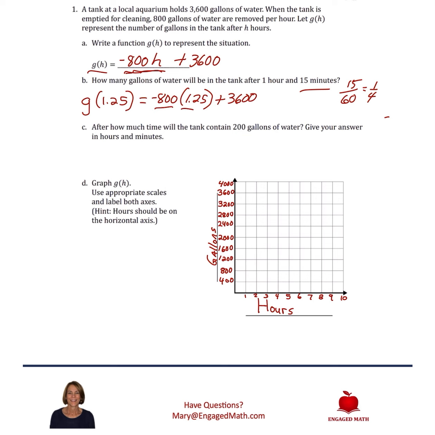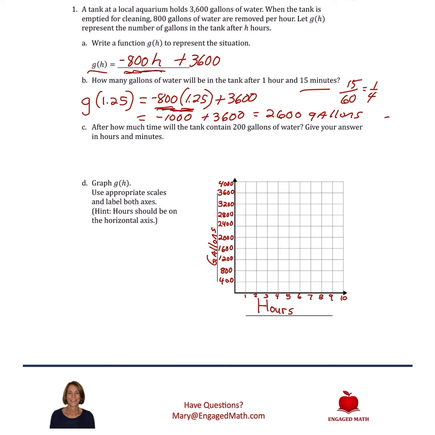Negative 800 times 1 and a quarter. 1/4 of 800 is 200. So negative 800 would be the first hour, and then another 200 gallons would be emptied in the next quarter of an hour. So that would be a total of negative 1,000 plus 3,600, which is going to, for this problem, tell us that after an hour and 15 minutes, we have 2,600 gallons of water left in the tank.